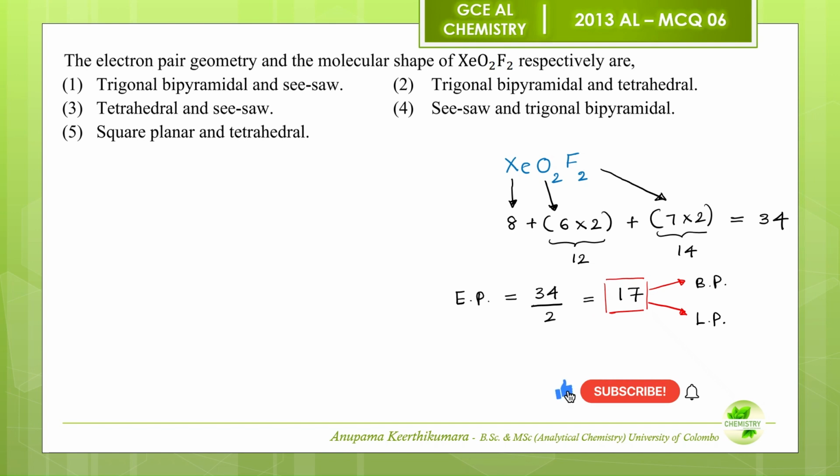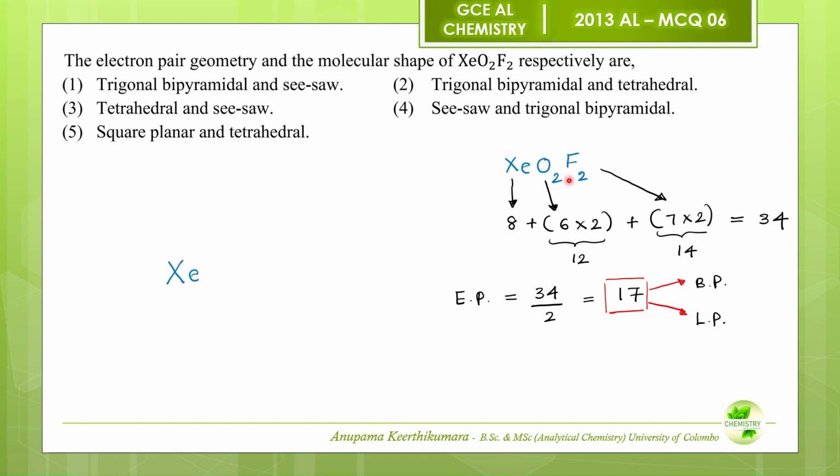The next step is identifying the center atom of this molecule. Usually, the least electronegative element is the center atom of the molecule. This molecule contains xenon, oxygen and fluorine atoms. Xenon is the least electronegative element of these three. Therefore, xenon is the center atom of this molecule.